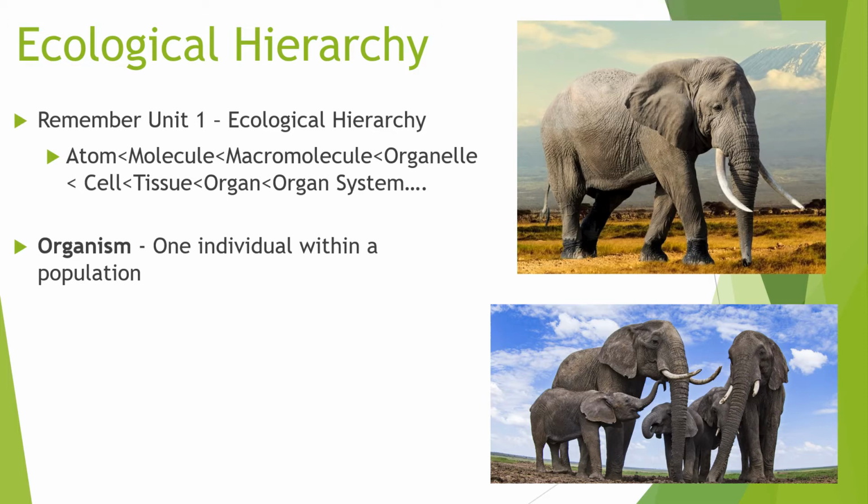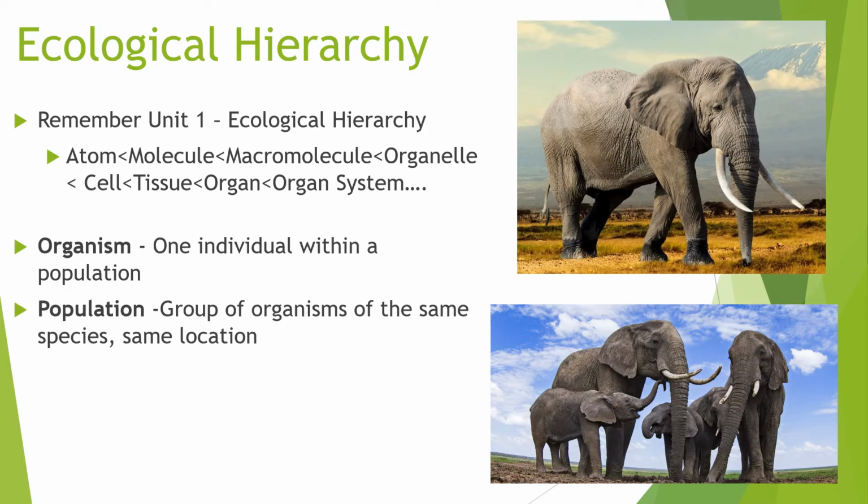So if you look in the top right, you see this big, beautiful, majestic bull African elephant. He is alone. He is an individual. However, if he were to find his herd and there was several individuals of the same species, we would have a population. And a population is a group of organisms of the same species and the same location. So ecology as a whole is a pretty broad subject.